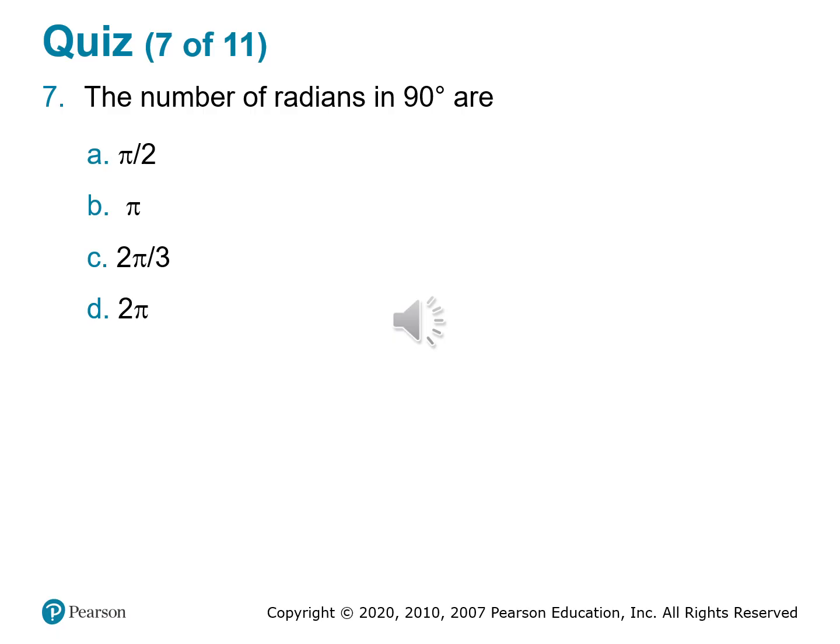Question number 7. The number of radians in 90 degrees are what? A, pi over 2, B, pi, C, 2 pi over 3, or D, 2 pi. Go ahead and pause. And you're back. The answer for this one is pi over 2, which is A.